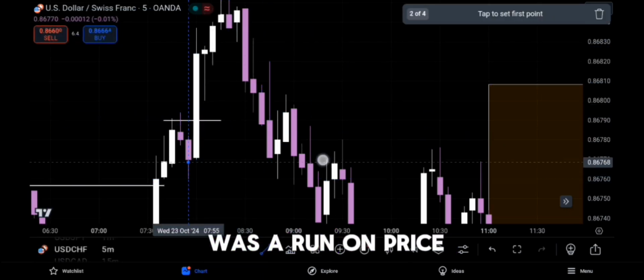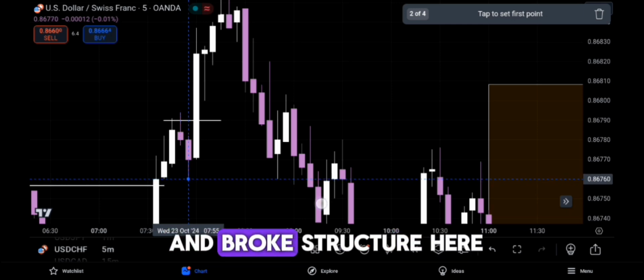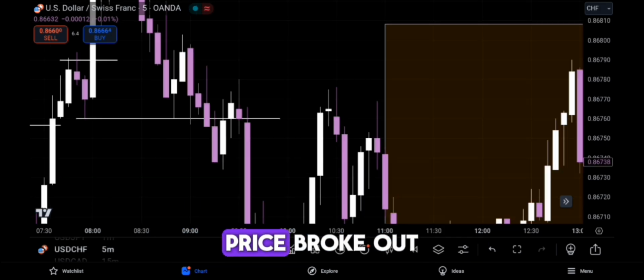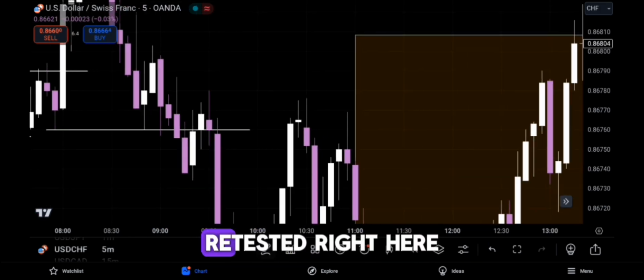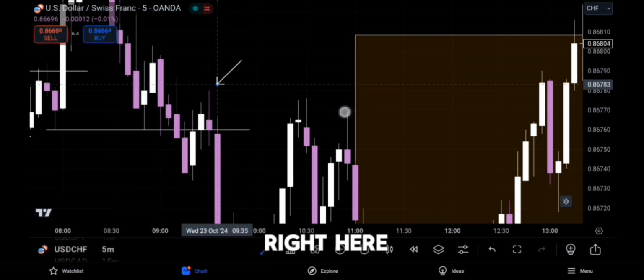This was a run on price. Price pulled back down and broke structure here. Price broke out, retested right here. This was our retest right here.